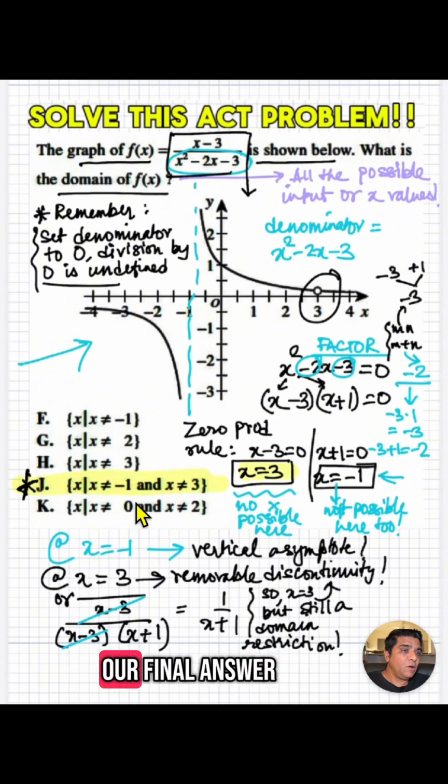So basically our final answer is that x equals 3 and x equals -1 are not included in the domain of f of x, because of the vertical asymptote, and because of this removable discontinuity.